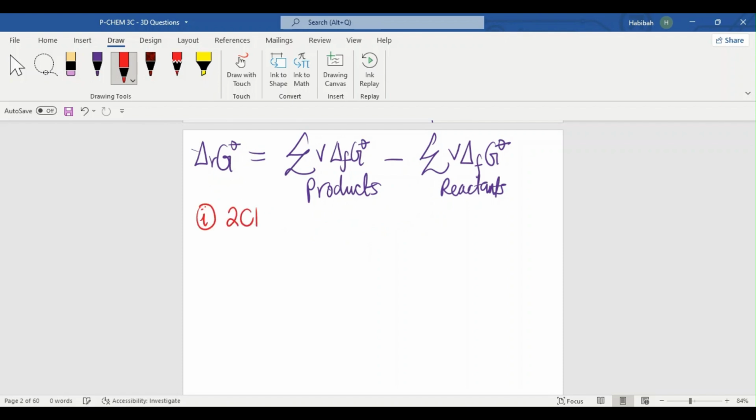We have 2CH3CHO, gas, plus O2 gas, and then you have 2CH3COOH, liquid.